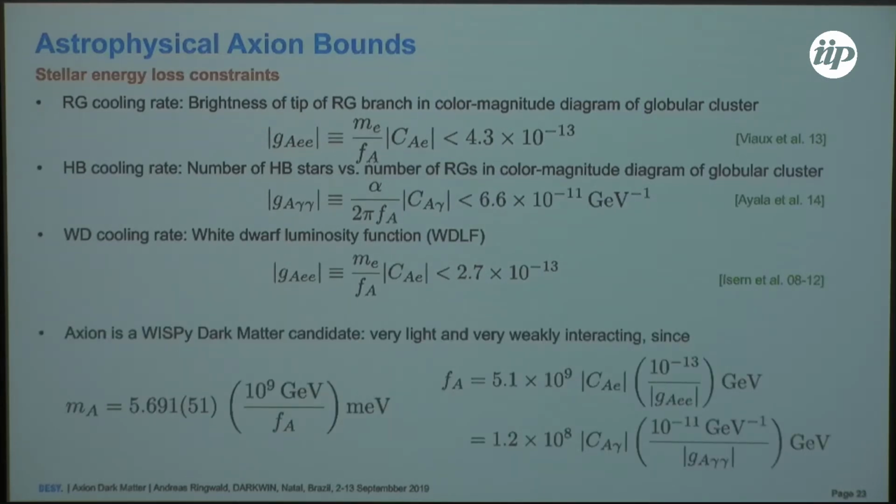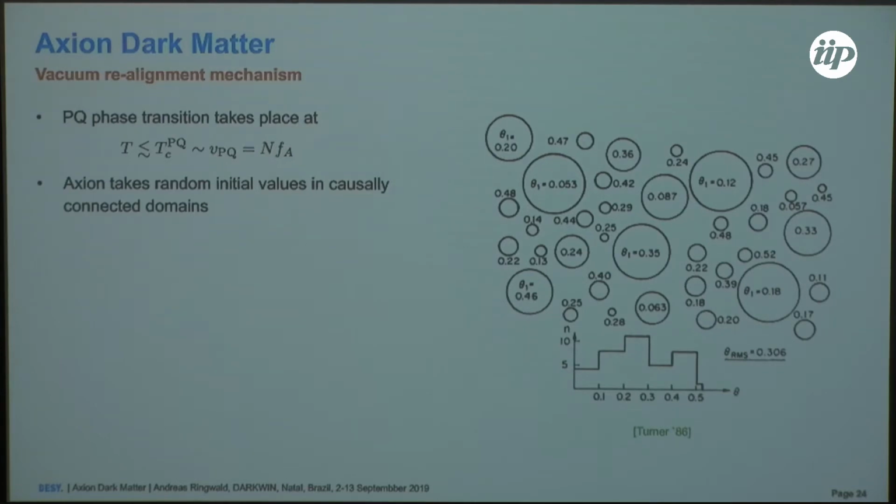And so after all, finally you conclude the axion is really a WISPy dark matter candidate, because it really has to be very light and very weakly interacting. Since from the above, if you take these typical limits, then you find this F_A should be larger than say 10⁸ to 10⁹ GeV. And then it's really very feebly interacting, and the mass should be less than a few millielectron volts, just from these inferences. So it's a dark matter candidate.